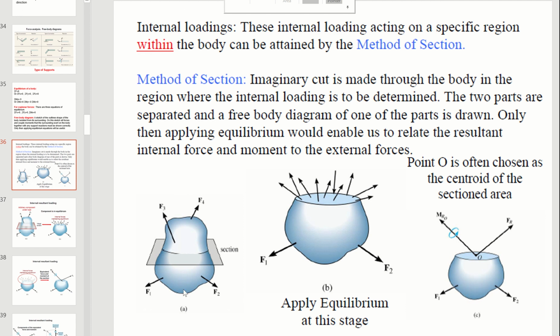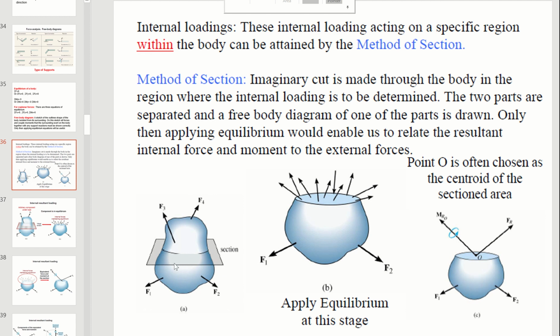So imagine you have this 3D object here, and there are 4 external forces, F1, F2, F3, F4, that balance each other, and then you are asked to find the internal loading at this section. How do we do so? We're going to use the method of sections, which means we're going to cut it. We're going to cut here.